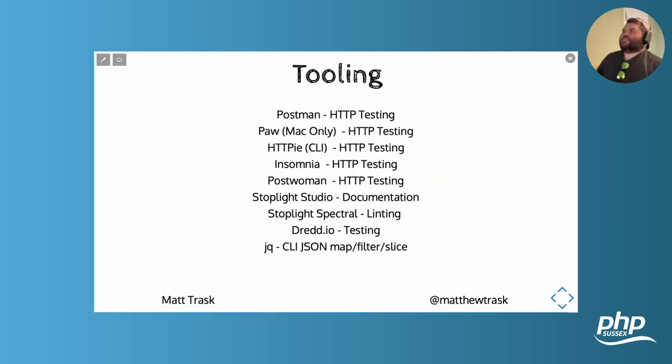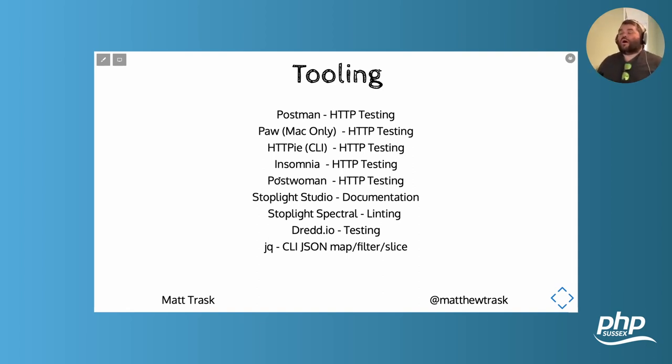So some tooling for APIs: Postman for HTTP testing and making requests. Paw is another one. I really like both of them. I used to use Paw and then I went back to Postman. They're both really great. If you're more of a CLI person, HTTPie is a great one. Insomnia is another one as well. It's not as feature rich as Paw or Postman, but it's getting there. Postwoman is the open source alternative to Postman. I've not tried it yet, so I can't tell you how good or not so good it is, but if you're more of an open source person, it's definitely the thing to check out.